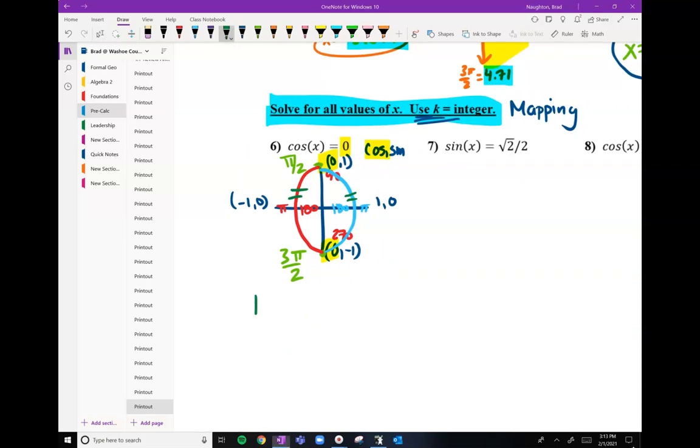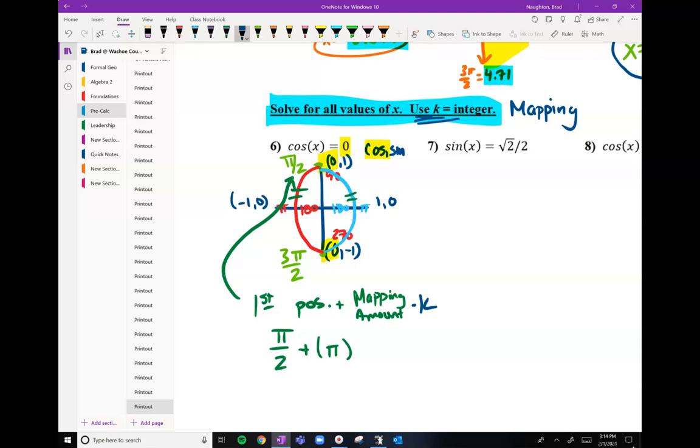So what we're going to do is take your first positive one. So our first positive one is pi over 2. And then plus, it's always plus, your mapping amount, and we found out that was going to be pi. And then always times k. So we'll put a k there, and boom, there's our answer. We're good to go.